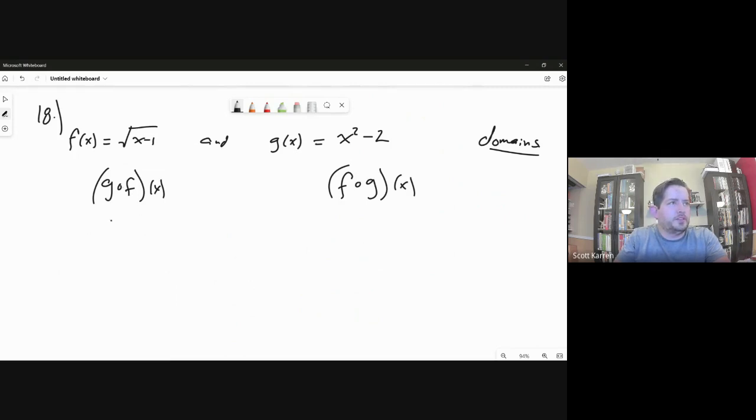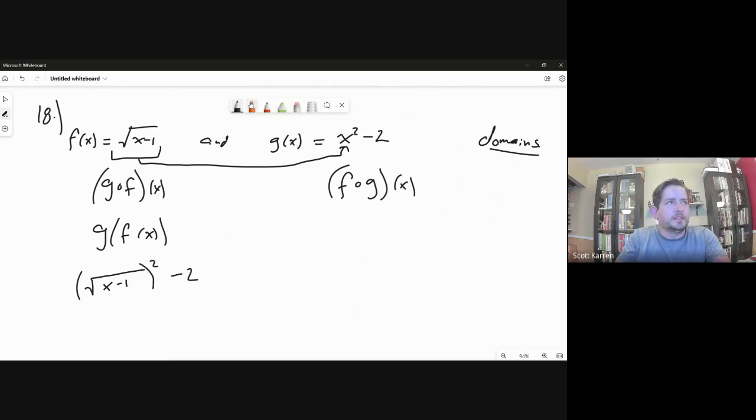So g composition f is just taking g and plugging f into it. Well, it's the same as g of f of x. So that's just taking this f of x and replacing the x in g with it. So that is x squared, but it's the square root of x minus 1 that gets squared. And minus 2. Now we can simplify because the second power takes care of the square root. And so that ends up being x minus 1 minus 2. But that's x minus 3.